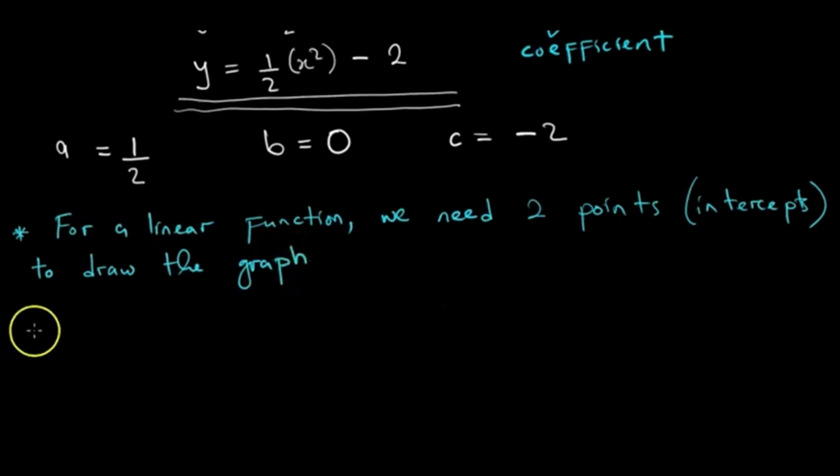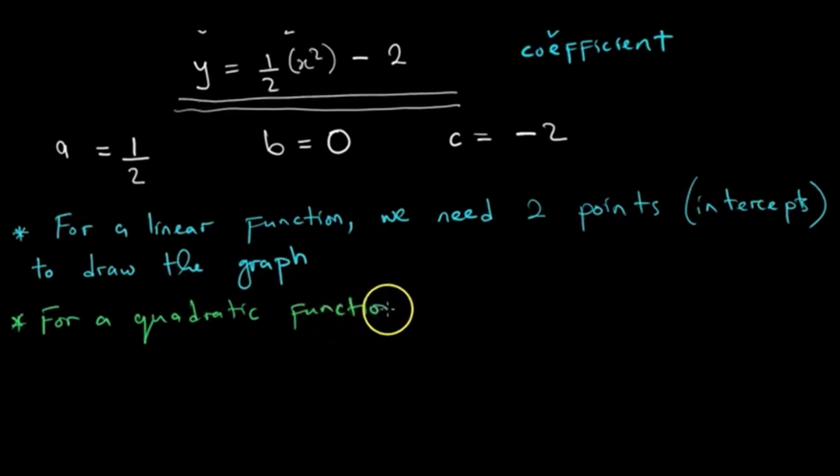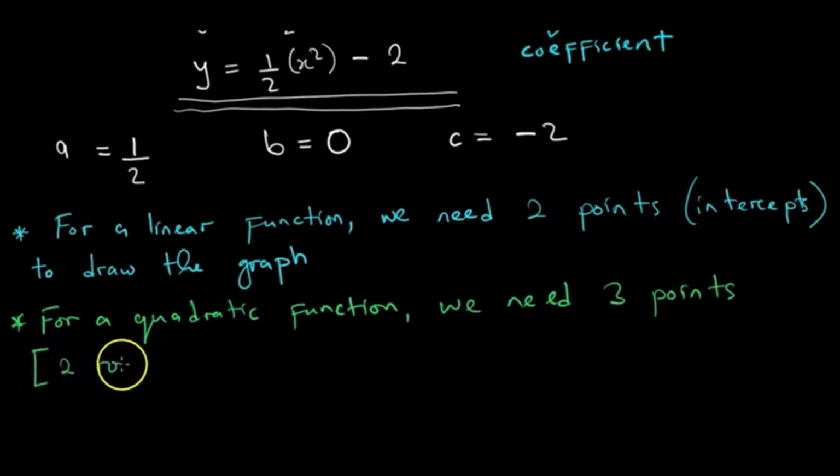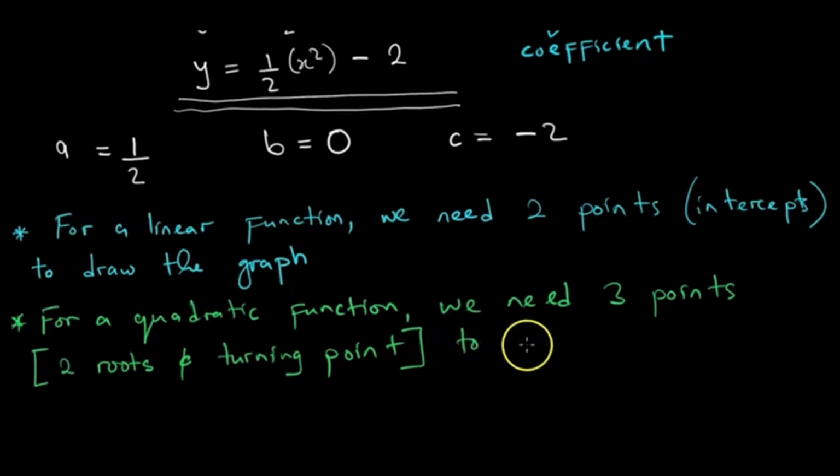But if we are now dealing with a quadratic function, we need 3 points. And these 3 points are going to be 2 roots and a turning point. I'm going to explain this so you don't have to worry to draw the graph. This is what we need.